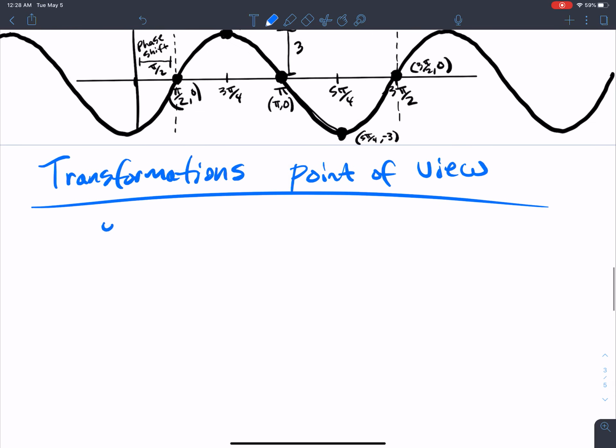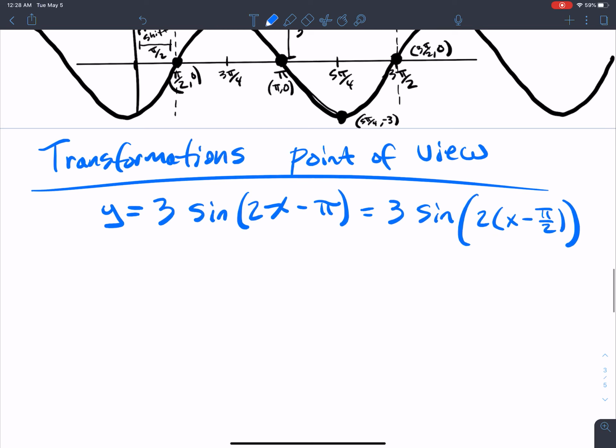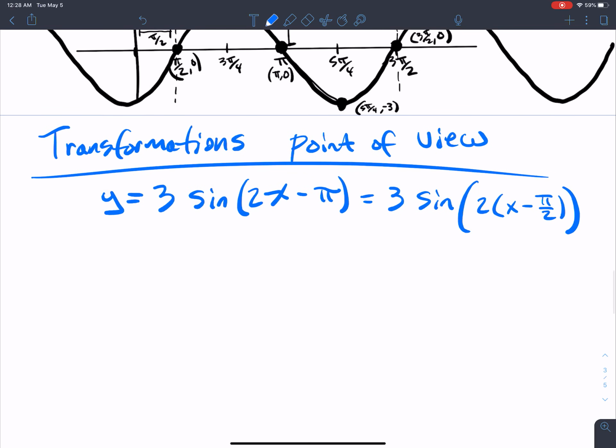So you've got the graph y equals 3 sine 2x minus pi, right? And so we came up with 3 sine, and then inside we had 2 parentheses x minus pi over 2. Okay? So what's going on here? Well, let's start out with the sine graph.